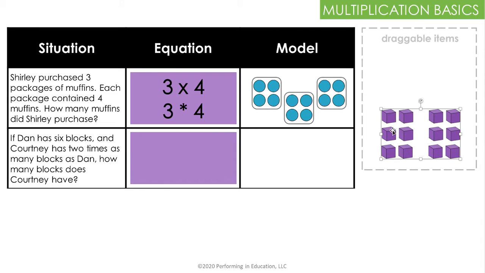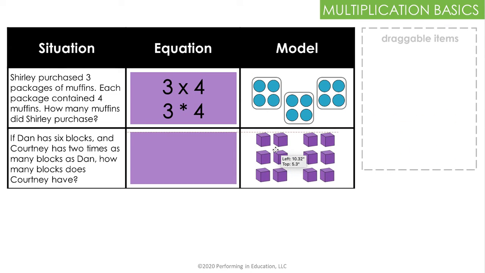So she has 2 groups of 6, while Dan only has 1. So that's our model, 2 groups of 6. And our equation would be 2 times 6. And we could also write it with a star, 2 times 6, like that. 2 groups of 6. And both of these have the same answer. 3 groups of 4 is 12. 1, 2, 3, 4, 5, 6, 7, 8, 9, 10, 11, 12. And 2 groups of 6 is 12. 1, 2, 3, 4, 5, 6, 7, 8, 9, 10, 11, 12.